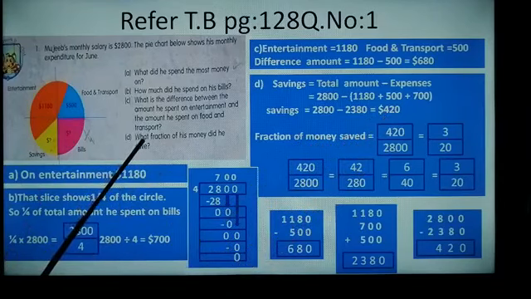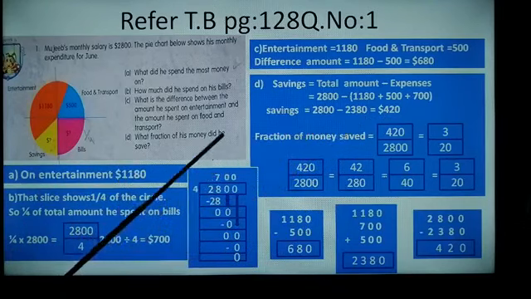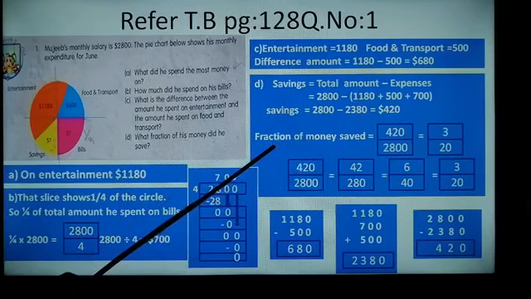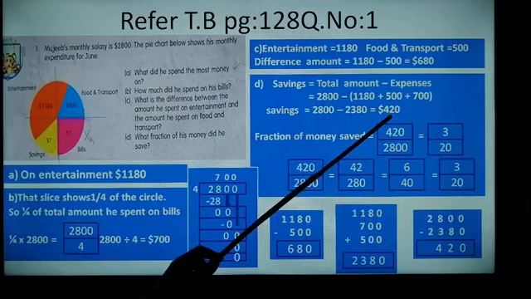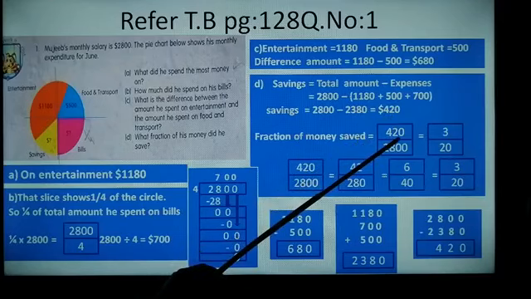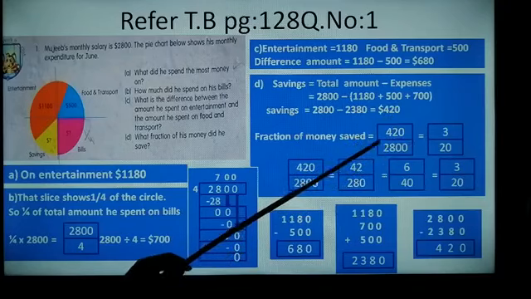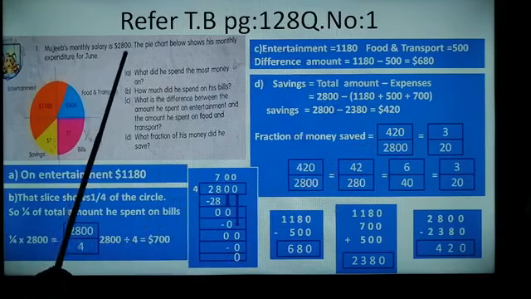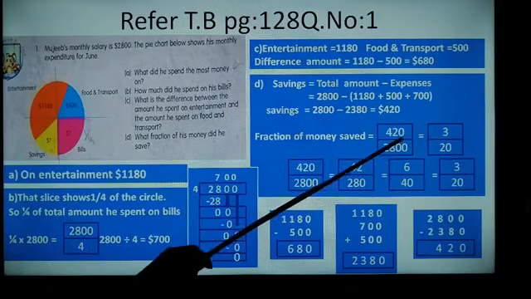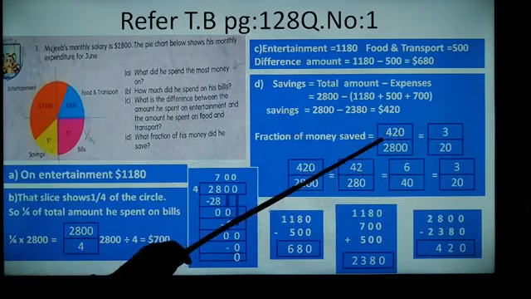So the question is what? What fraction of his money he saved? And the question is asking to write the answer in a fraction form. So how we will write? Fraction of money saved equals, what is the savings? 420 by total amount. What is the total amount? 2800. If you can write it like this, your answer is correct.